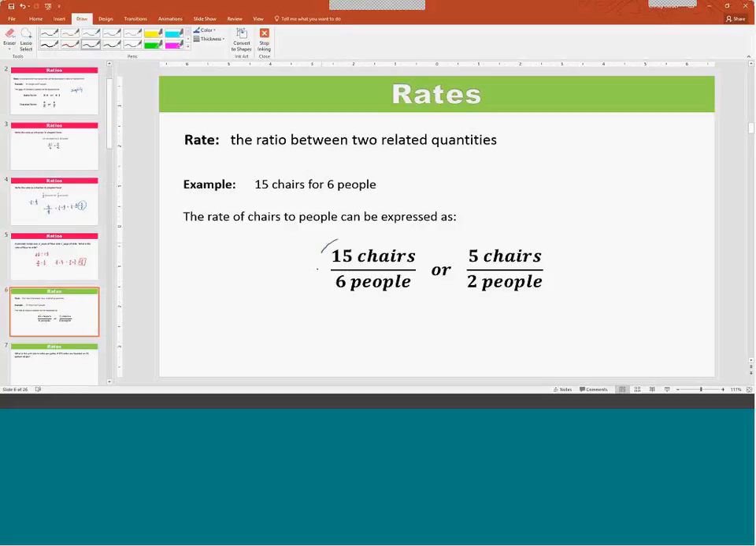Now we can reduce this rate, this 15 over 6, because 3 is a factor of both. So that simplifies to, if we have 15 chairs for 6 people, then 5 chairs for every 2 people. Make sense? So still the same thing as ratios. You're going to simplify how you express the rate.